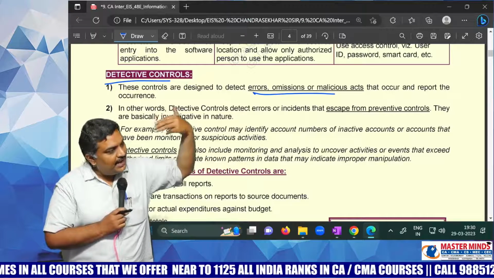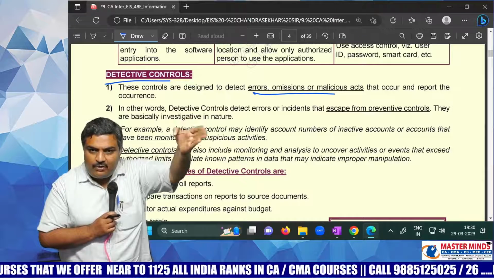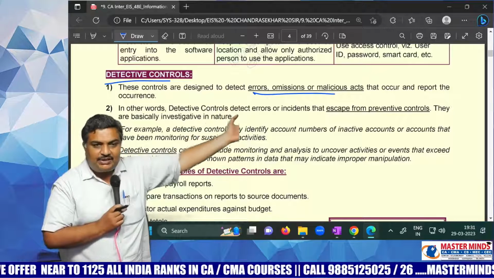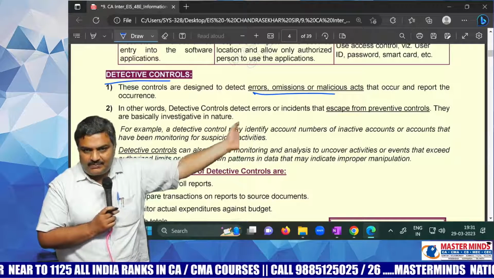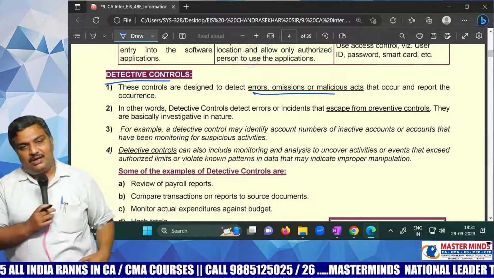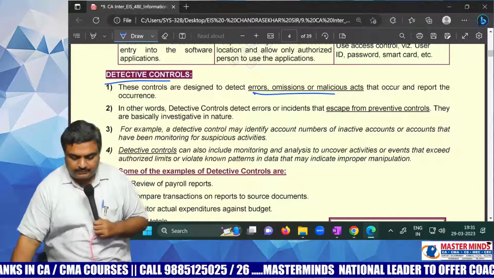It means the transaction already took place, but after some four days they found that there was a double payment, and they asked me, and I rectified it. That is called a detective control. That means our organization is having detective controls. Likewise, in software also we need to have detective controls.